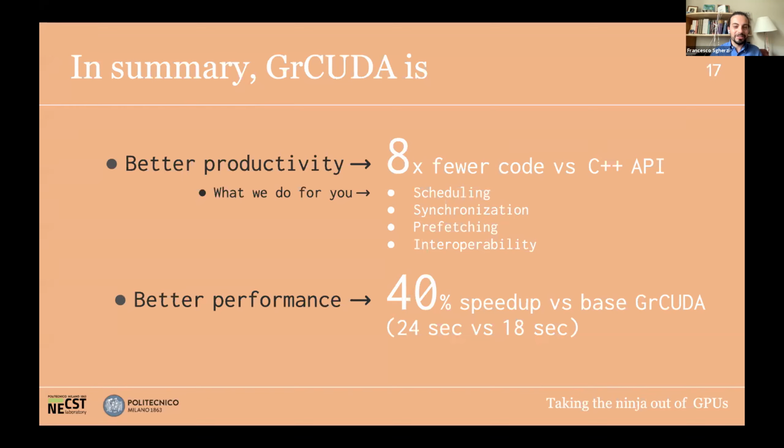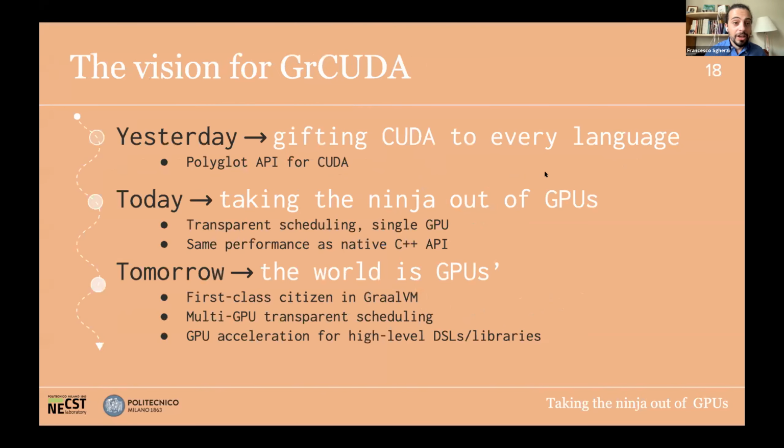And this all results in the end, in this specific setting, in a 40% speedup with respect to the basic GrCUDA implementation, of course, by using the asynchronous scheduler. So in the beginning, this is just a few parting words before we leave.